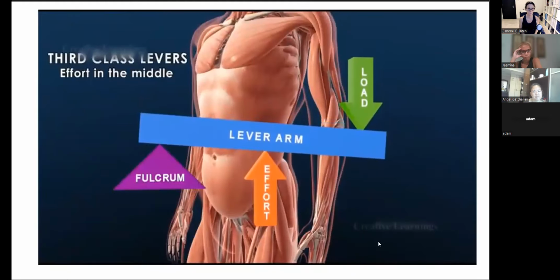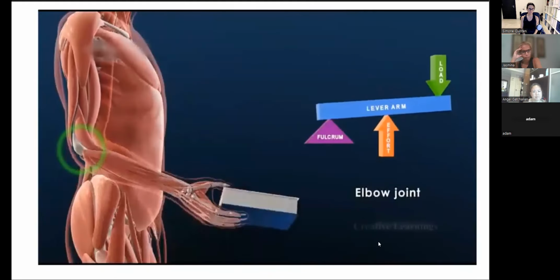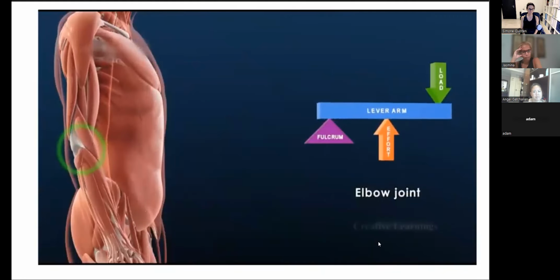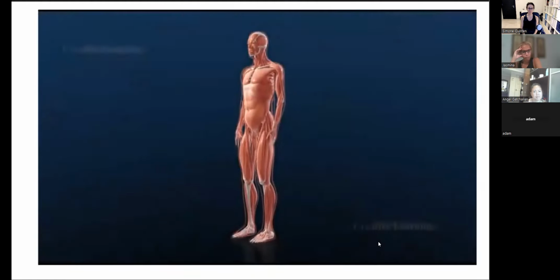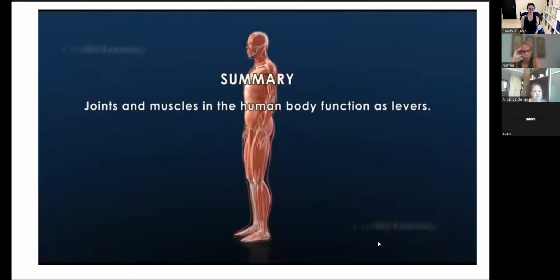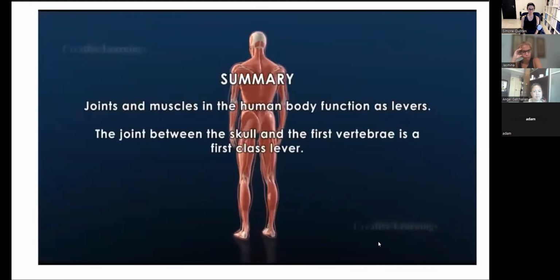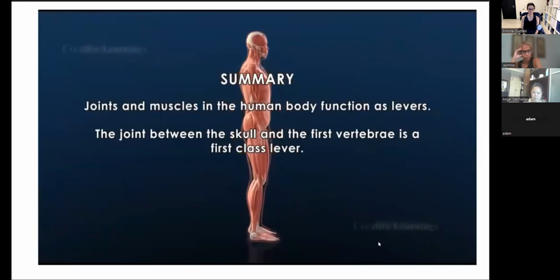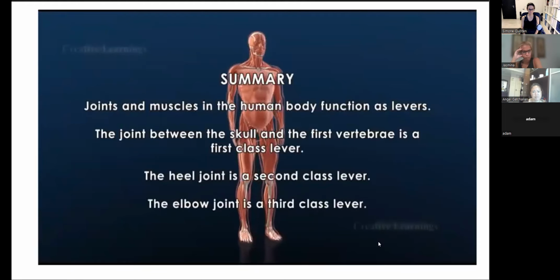Third-class levers have the effort in the middle. An example is the elbow joint. When we lift a book, the elbow joint acts as a fulcrum across which the bicep muscle performs the work. Summary: joints and muscles in the human body function as levers. The joint between the skull and the first vertebrae is a first-class lever. The heel joint is a second-class lever. The elbow joint is a third-class lever.